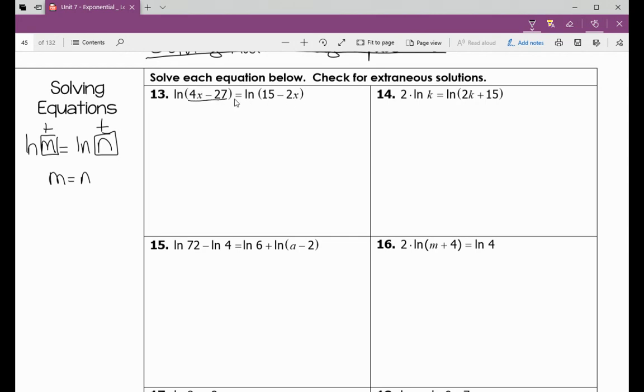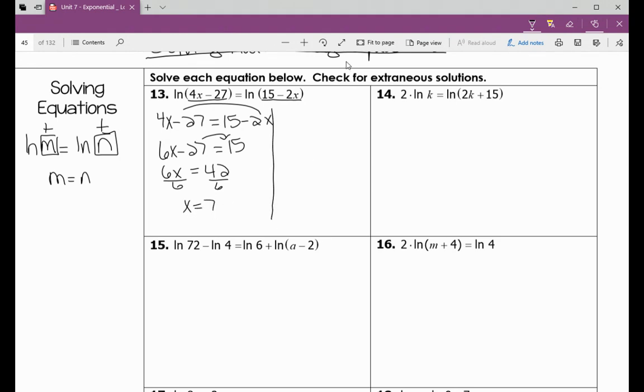So I have a natural log equal to a natural log in number 13. I'm going to set this value equal to that value and just drop the natural logs. So 4x minus 27 equals 15 minus 2x. If you add 2x, that gives you 6x minus 27. If you add 27, that gives you 6x equals 42. And when you divide by 6, you get x equals 7.